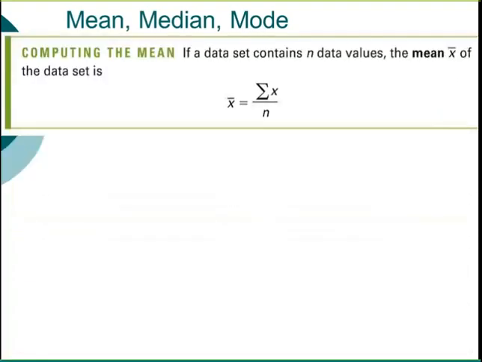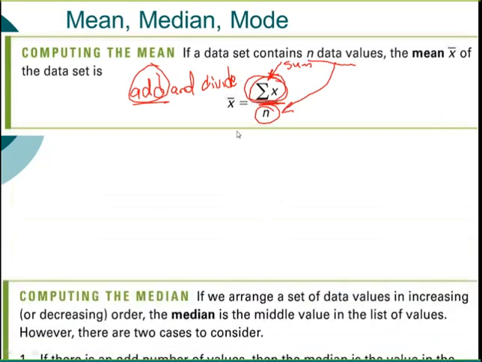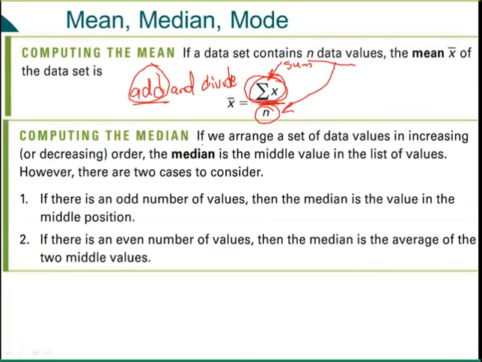And so mean. Mean is the one that you add and divide. So here I'm going to write add and divide. So you add, and then you divide. In other words, this symbol right here means sum. So add, and then you divide by how many numbers you have. So this is the n data values. So you add them all up, and then you divide by how many you have, and that's the mean. We'll try them, so don't worry if you don't follow the formula.